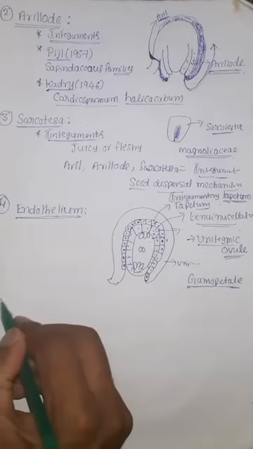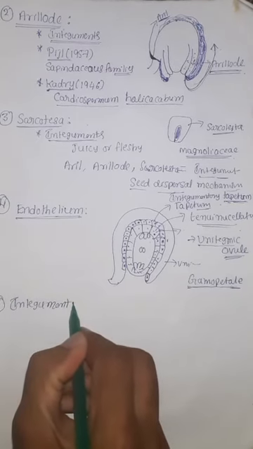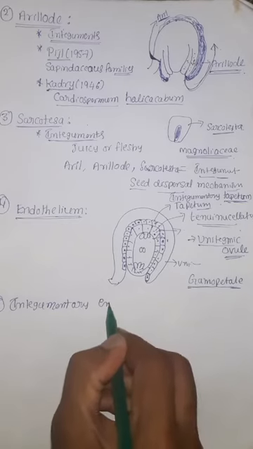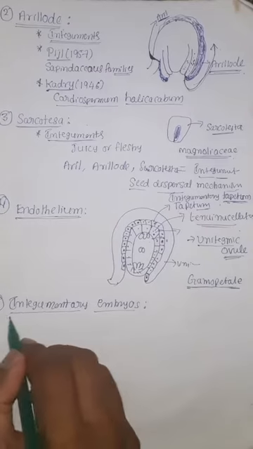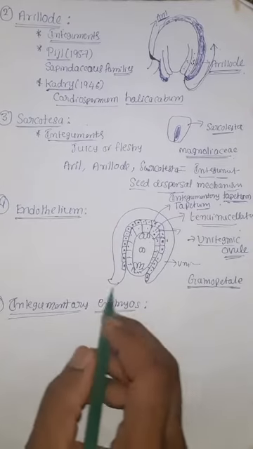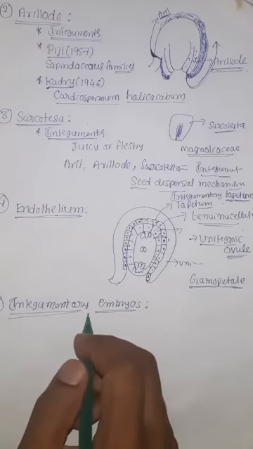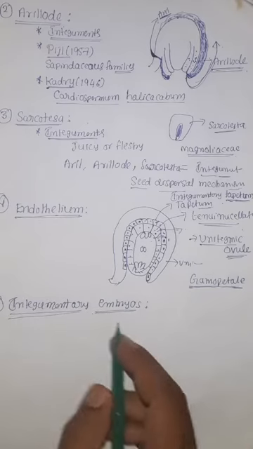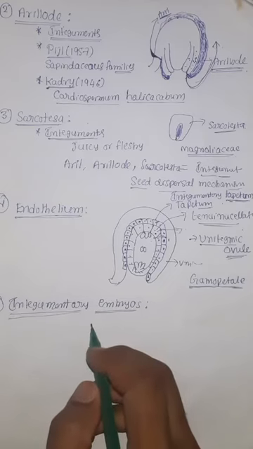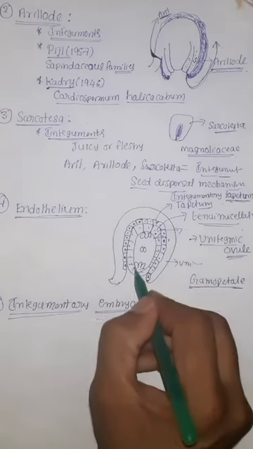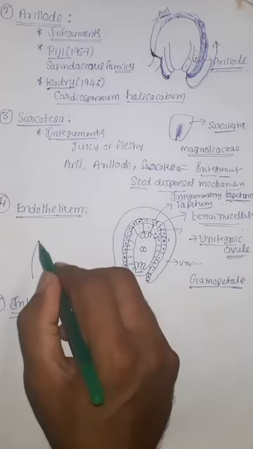Next, integumentary embryos. The name itself indicates that the embryos arise from integument. Now we'll see clearly what happens here. In some plants the inner integumentary cells near the micropyle, from here. I will draw one more diagram here.